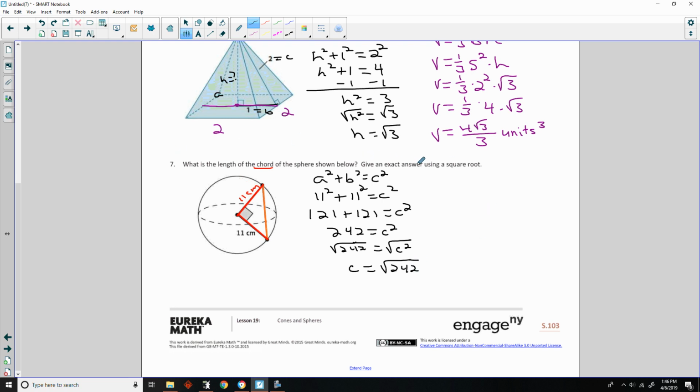It says give an exact answer using a square root. So centimeters. It's a length, remember, so it's not squared or cubed. We're not talking volume, we're not talking area, we're talking length. So the chord is the square root of 242 centimeters.